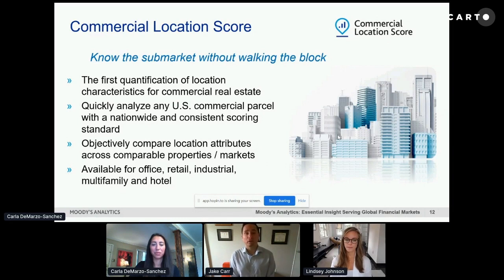And it's really the first standardized quantification of location quality for all commercial real estate assets across the US. With our unified score, users can quickly analyze any and all commercial properties across the US using a consistent nationwide scoring standard, which allows them to objectively compare location quality across a set of comparable properties, a set of comparable market areas across the entire country.